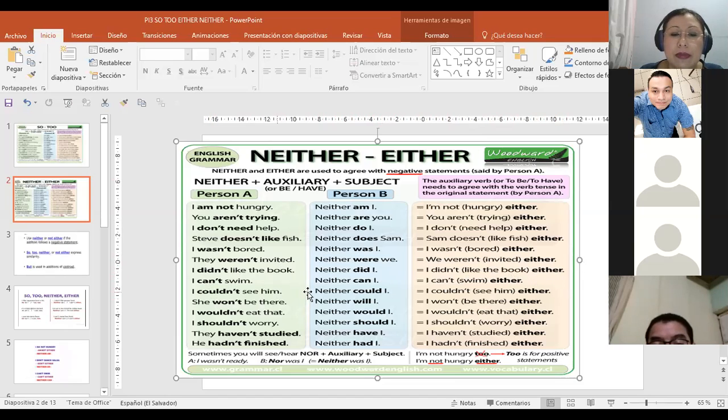I can't swim. Neither can I. I can't swim either. I couldn't see him. Neither could I. I couldn't see him either. She won't be there. Neither will I. I won't be there either. I wouldn't eat that. Neither would I. Si se fijan aquí, ya estamos utilizando un modal auxiliary. I wouldn't eat that either.